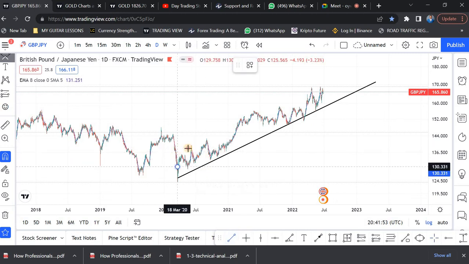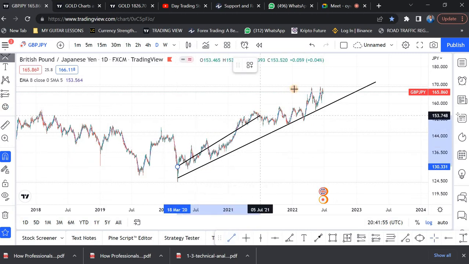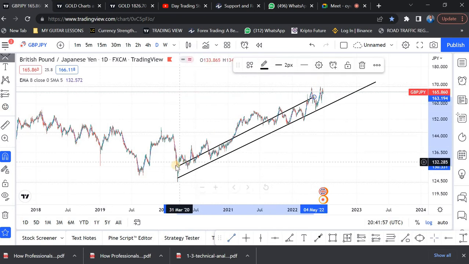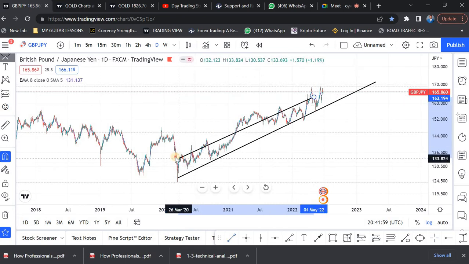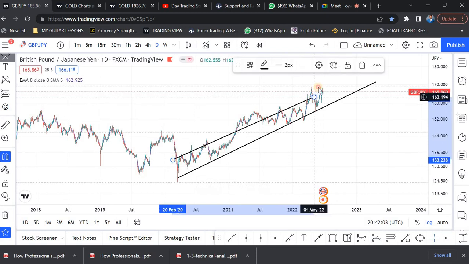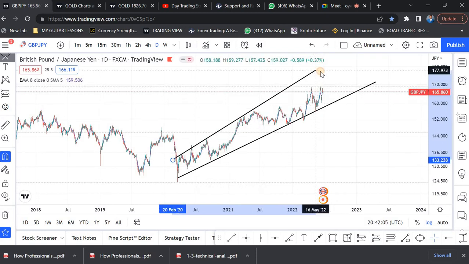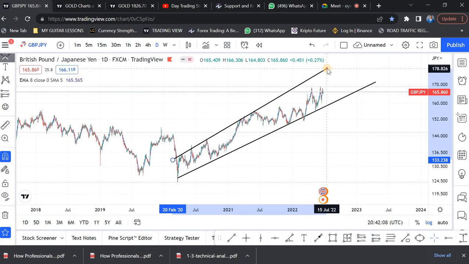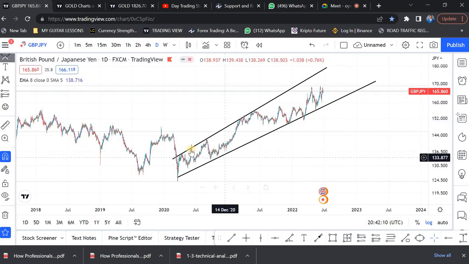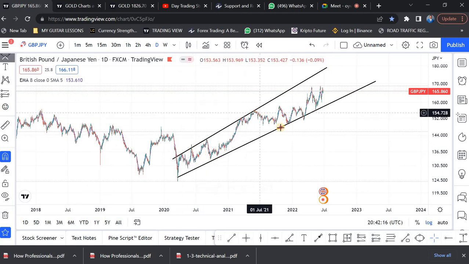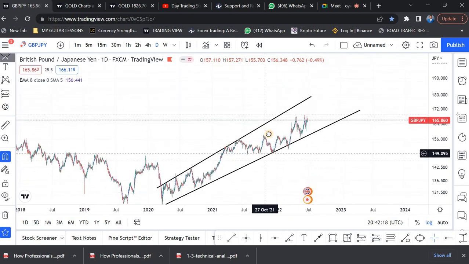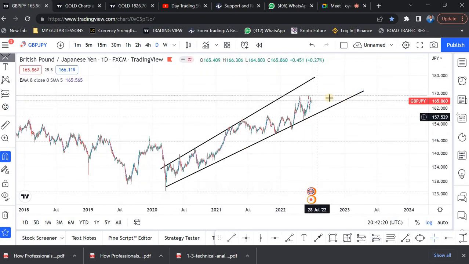In this case, we can draw a line from here upwards. Let me draw it well. So this will become a resistance for us. You could see that when price gets to the resistance, this line, it comes down, gets here, comes down, gets here, comes down, in that order. So we can have trend lines that act as support and resistance.